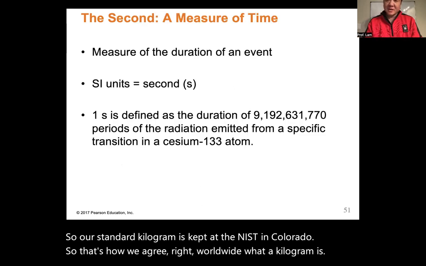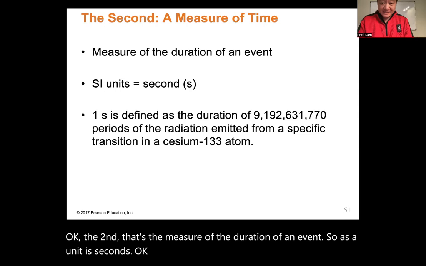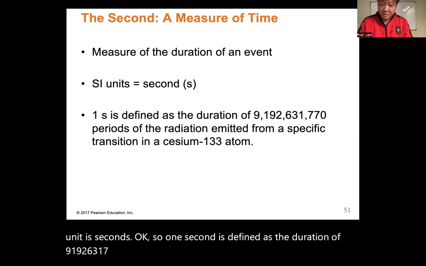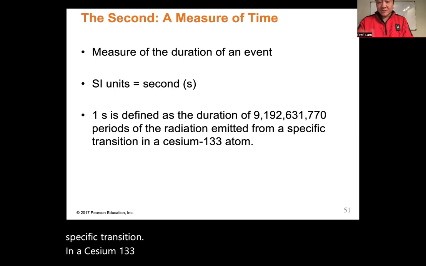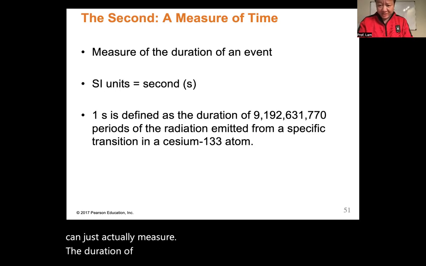Okay, the second, that's the measure of the duration of an event. So the unit is seconds. Okay, so 1 second is defined as the duration of 9,192,631,770, okay, a lot, periods of the radiation emitted from a specific transition in a cesium-133 atom. So as we get more sophisticated, we can actually measure the duration of the radioactivity, basically, of the cesium-133 atom.